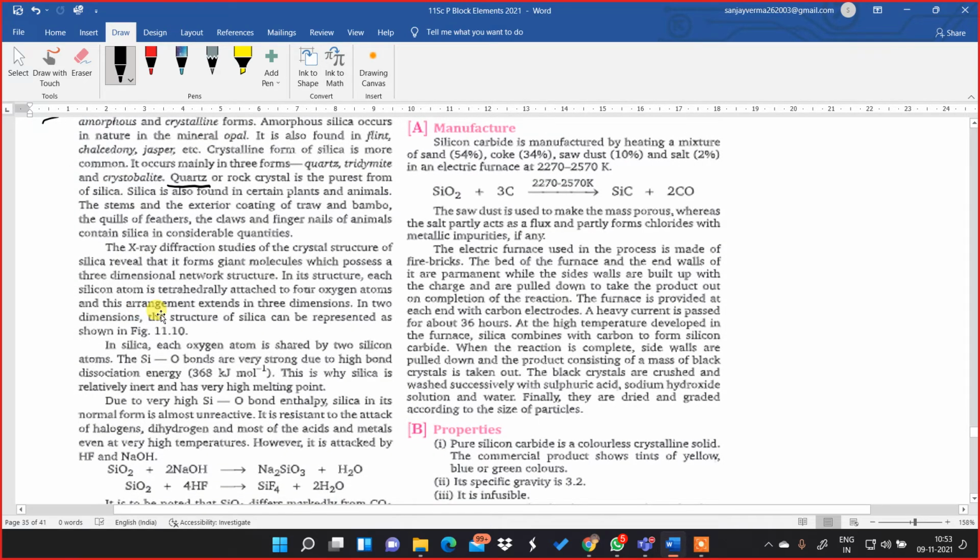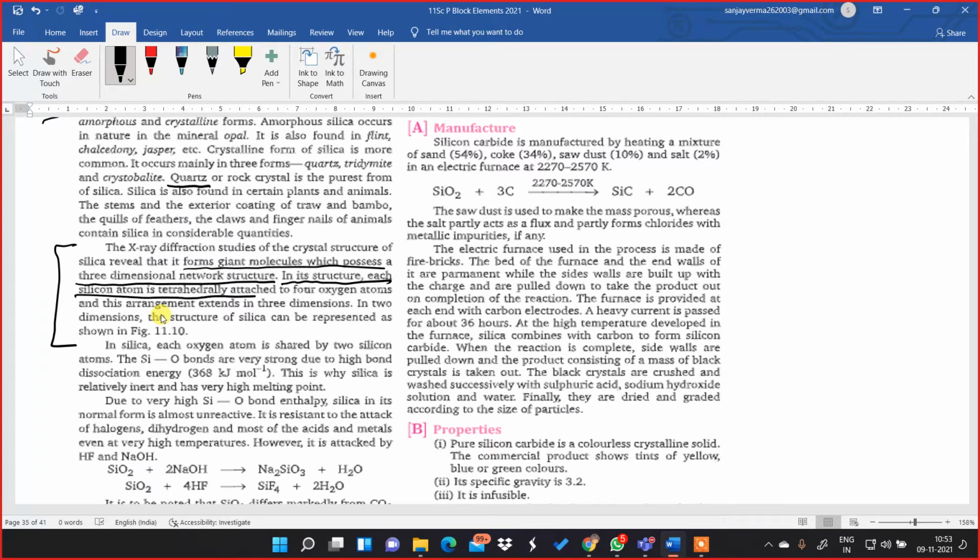Now, silicon dioxide, SiO2. If you look at the X-ray diffraction studies, the picture will be clearer. The X-ray studies of the crystal structure of silica reveal that it forms very big, giant molecules which possess a three-dimensional network structure. In its structure, each silicon atom is tetrahedrally attached to four oxygen atoms around it, and this arrangement extends in three dimensions. In two dimensions, the structure of silica can be represented as shown in figure 11.10.